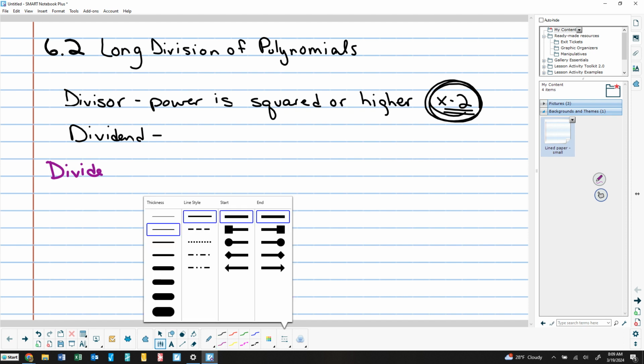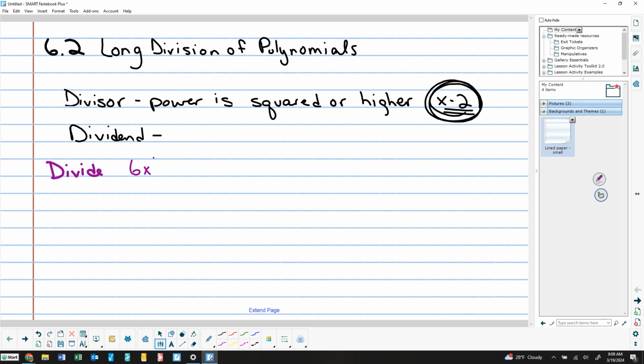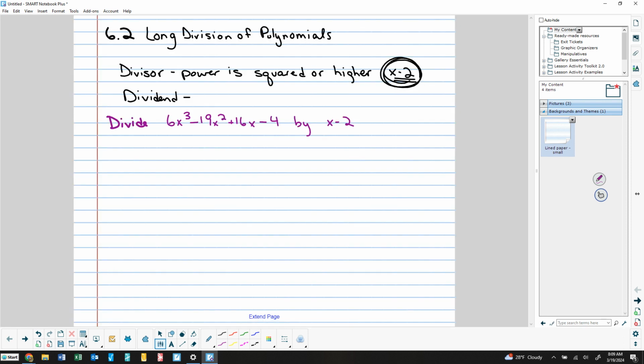Divide 6x cubed minus 19x squared plus 16x minus 4 by x minus 2. Okay, so you're going to set that up like this. So we're going to take the x minus 2 and then put this in this box: 6x cubed minus 19x squared plus 16x.